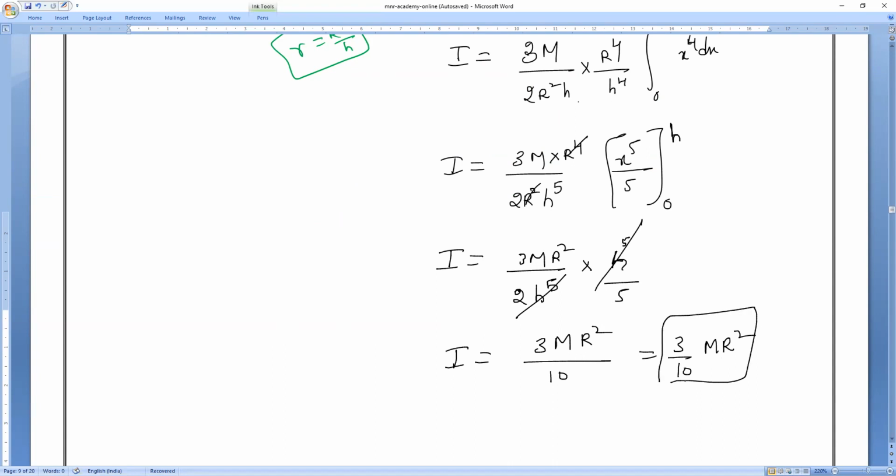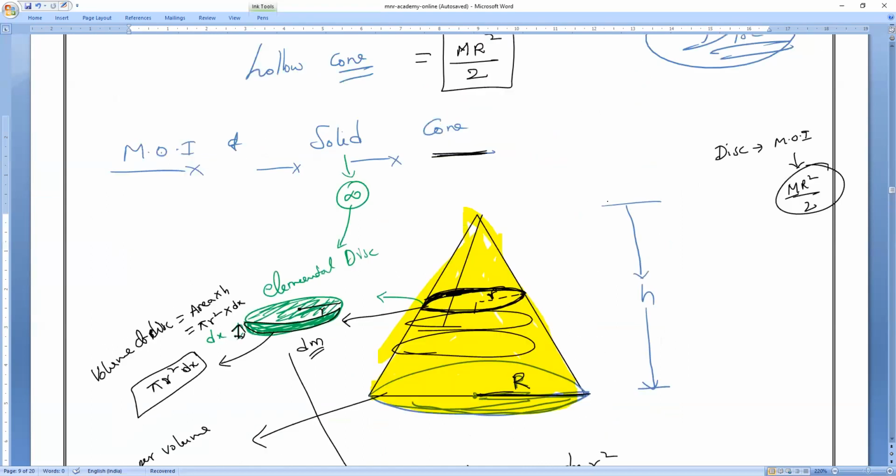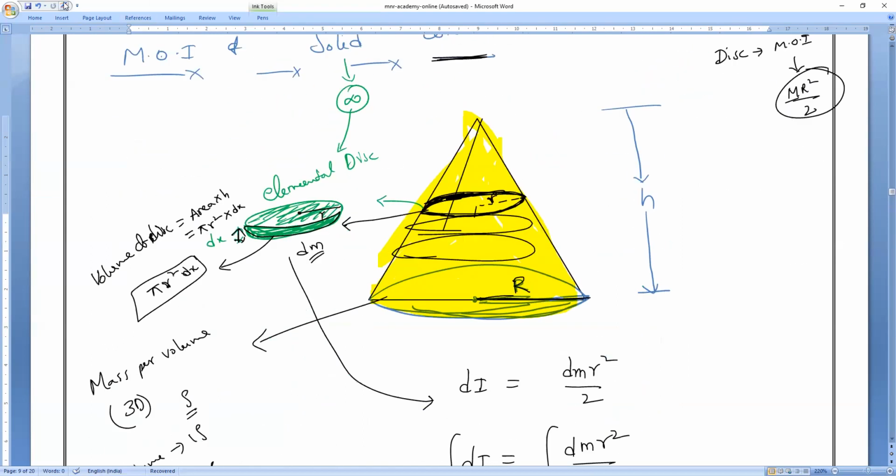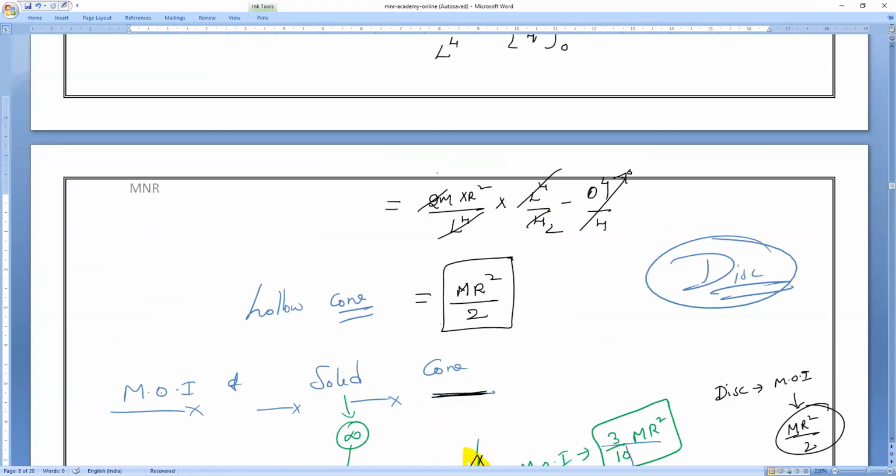So please write it. This is the solid cone, moment of inertia of a solid cone, where axis of rotation is exactly passing through this R. This is the axis of rotation. So I forgot to mention you. So this is the axis of rotation. So what is the moment of inertia of this solid cone, everybody? 3 by 10 into m into r square. This is about the solid cone.